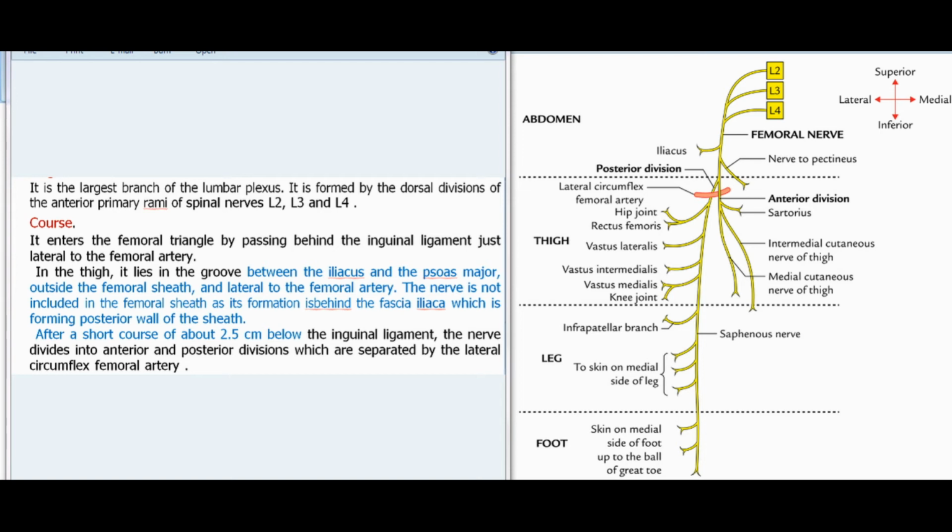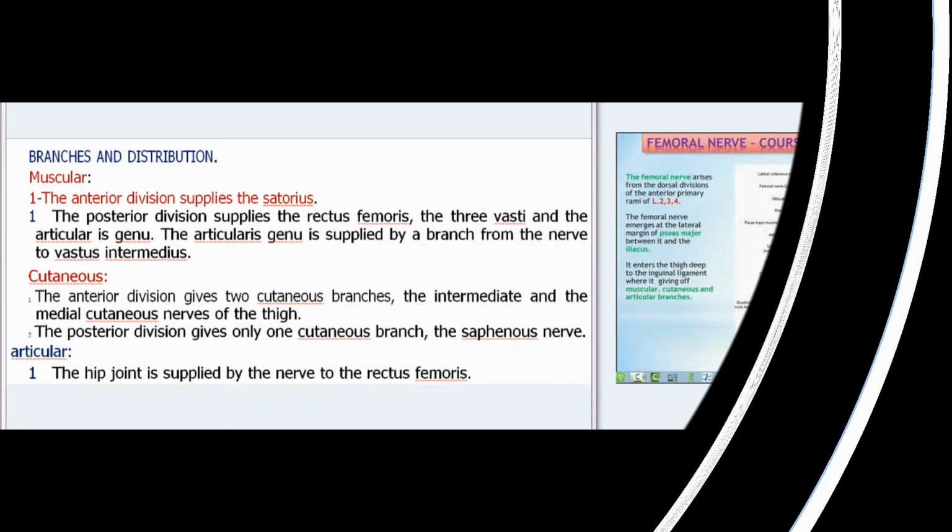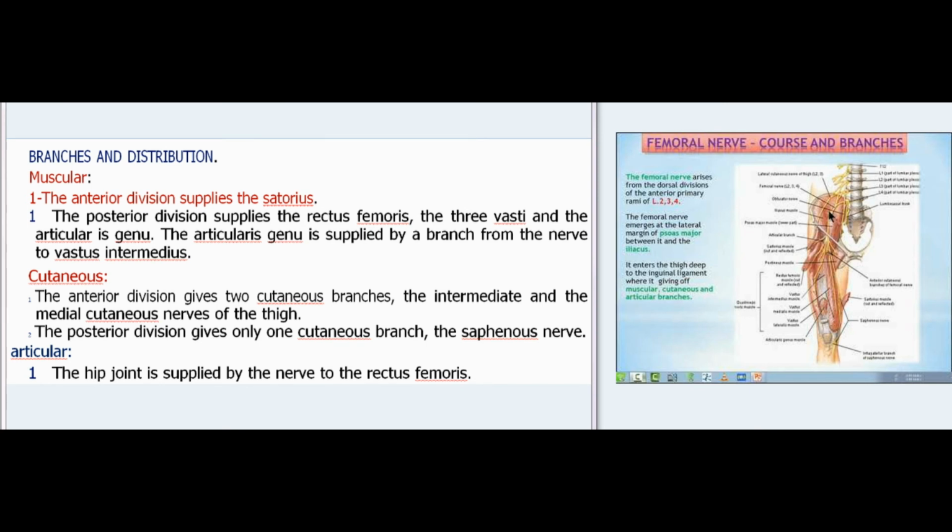After a short course of about 2.5 centimeters below the inguinal ligament, the nerve divides into anterior and posterior divisions, which are separated by the lateral circumflex femoral artery. Branches and distribution. Muscular. 1. The anterior division supplies the Sartorius. 2. The posterior division supplies the Rectus Femoris, the 3 vasti, and the articularis genu.